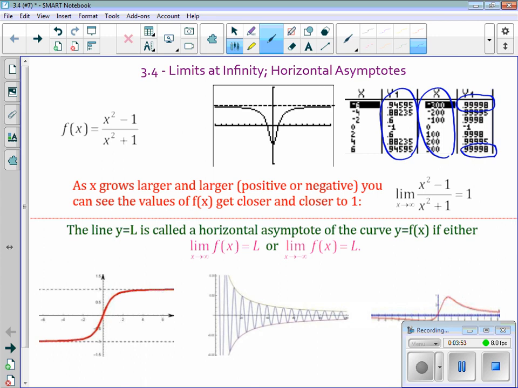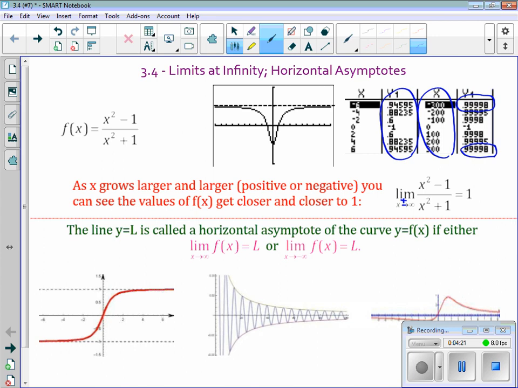So as x grows larger and larger, positive or negative, so you have to make sure you look both ways, you can see the values of y, or f of x, get closer and closer to 1. So then we just say the limit as x approaches, and I would even switch this to plus or minus infinity. That's terrible. Plus or minus infinity are equal to 1, because both of those would equal 1 as we go to the right and to the left.